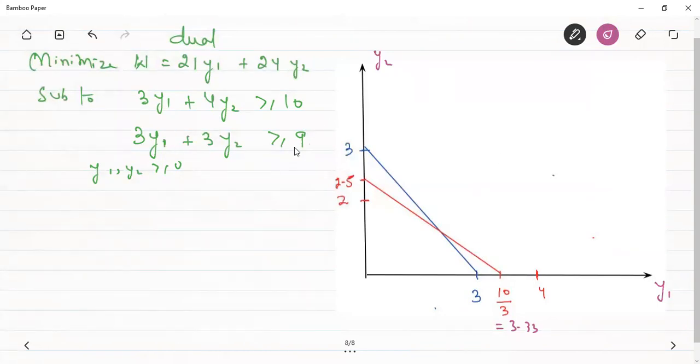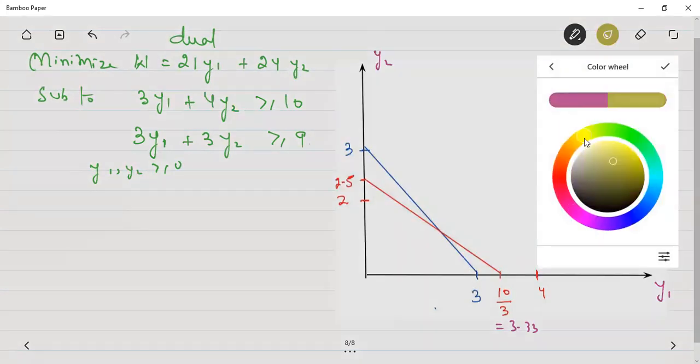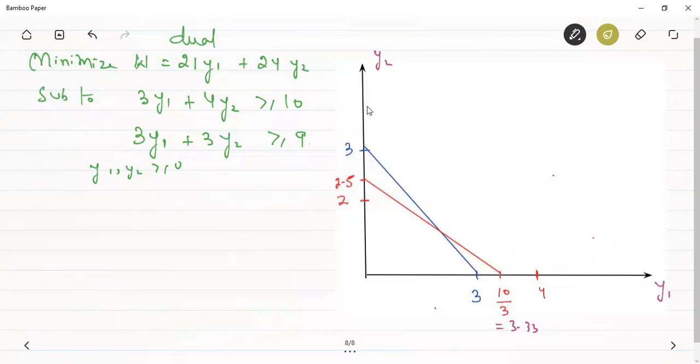Now seeing the second constraint, the equation of the line will be y1 by 3 plus y2 by 3, that will be equal to 1, and the intercepts will be 3 and 3. So this blue color line shows the equation of the line of the second constraint. And again, the feasible region should be above. So if we see the net feasible region, this will be the feasible region.